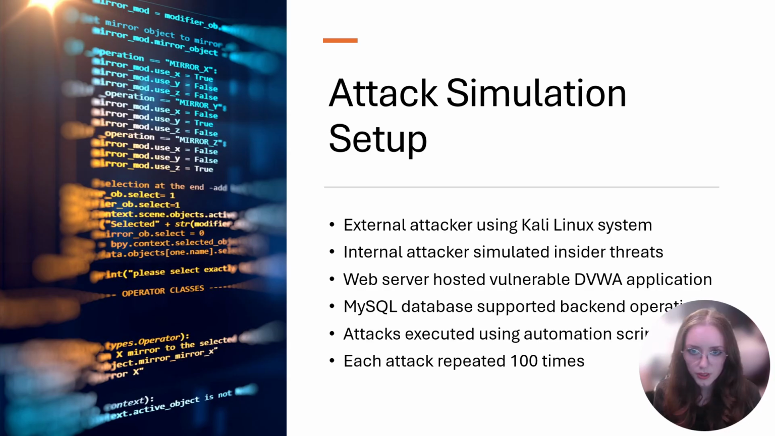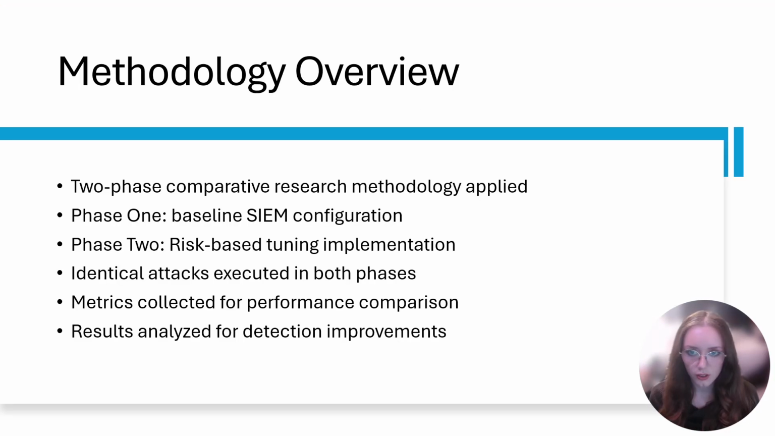The research followed a two-phase comparative methodology. In phase 1, attacks were executed against the default Wazuh configuration. A risk register was then developed using NIST Special Publication 830 principles and MITRE CAPEC classifications. Custom tuning rules were created based on those risk assessments. Finally, the same attacks were repeated in phase 2 and the results were compared. By comparing the two phases, we measure changes in detection coverage, false negatives, and severity classification.